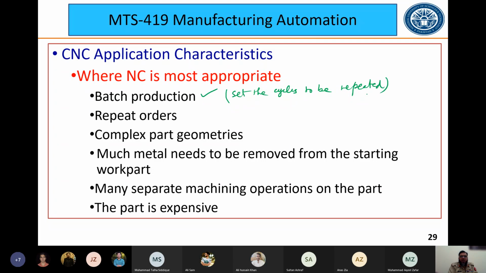ठीक है, तो बैच बन जाएगा। Repeat orders, you have program 1, program 2, program 3 of different parts. So whatever order is given to you, so let's see order number 2, you can just run this program. You can take care of complex part geometries, हम इसके ऊपर बात कर चुके हैं। Much metal needs to be removed from the starting work part.